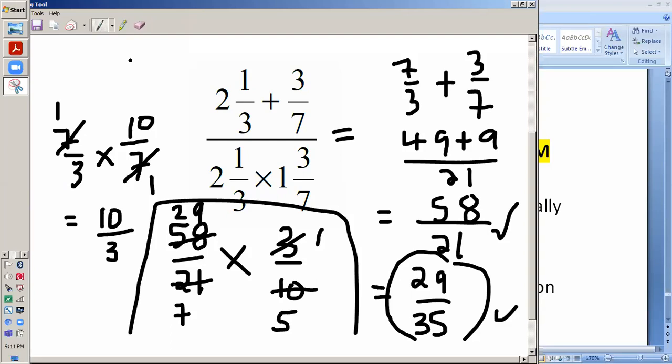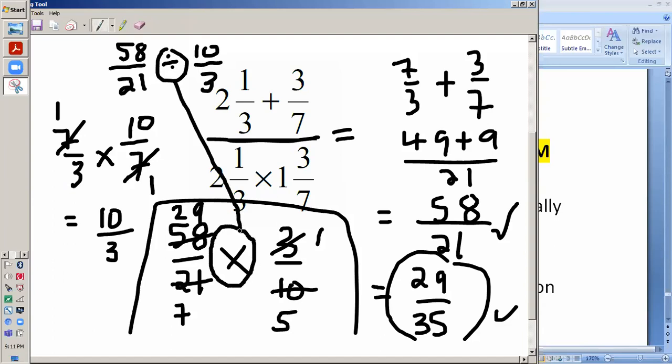it's 58 over 21 divided. So is it the symbol here? That means to divide. Oh, yeah. Divided by 10 over 3. And then we change this division to this multiplication, and the 10 over 3 becomes 3 over 10.